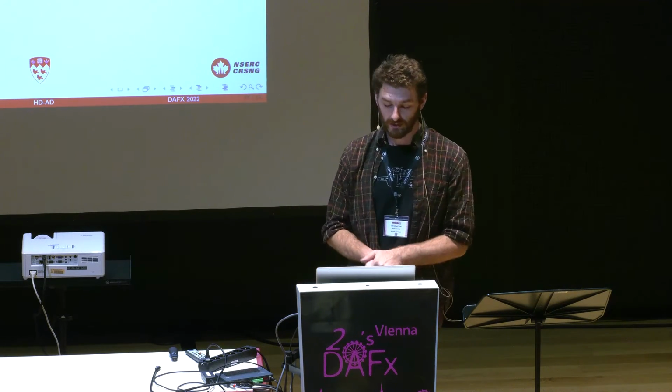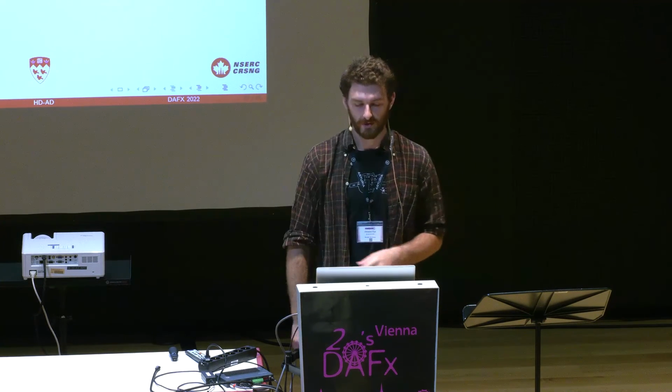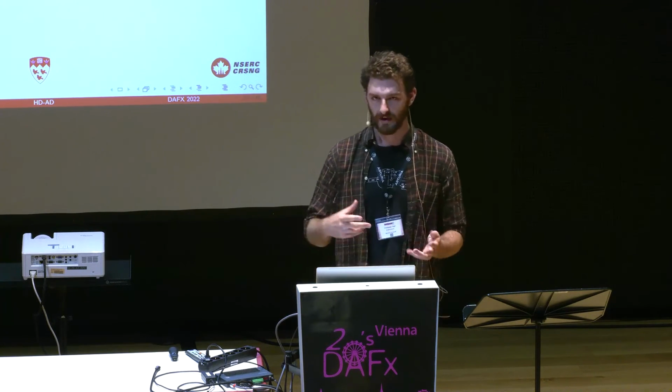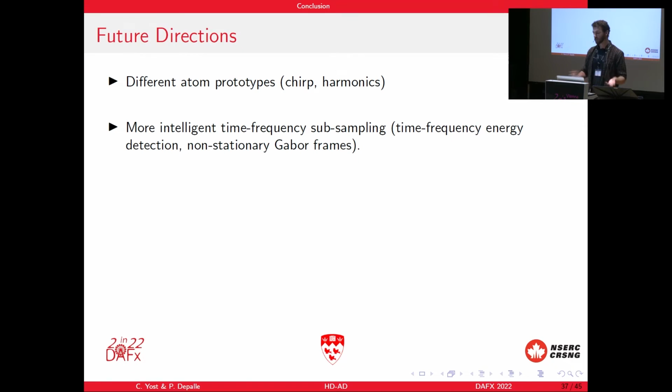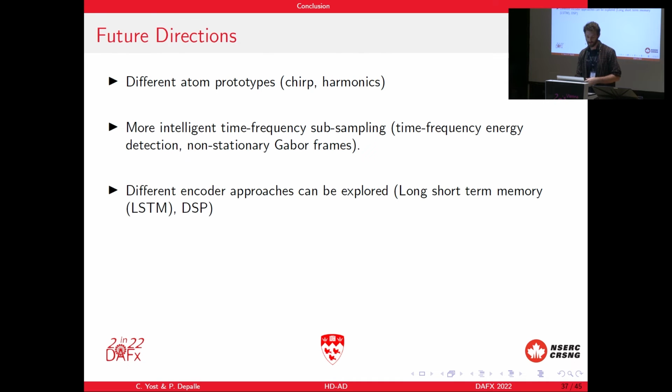So future directions we see this going in, you can introduce other parameters to the prototype, such as chirp behavior or harmonics. You can use different features to extract the parameters from, and if you're subsampling, you can do some sort of time-frequency energy detection or some more creative time-frequency representations, such as a non-stationary Gabor frame, as well as choosing a different encoder in general. It doesn't have to be a neural network, although a long short-term memory, which would have some sort of fixed size as well, or just some sort of DSP encoder. It doesn't have to be machine learning.